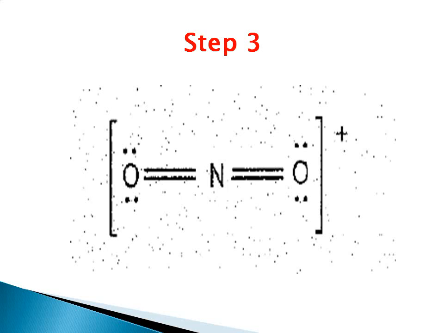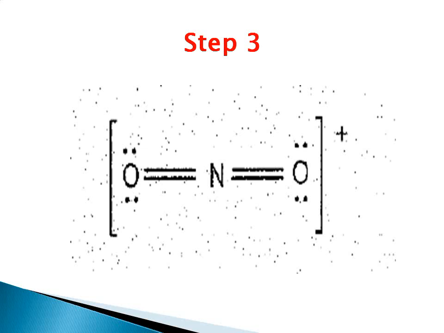Now you can see whether the oxygen on both sides has an octet or not. From here, we can see the oxygen on the left side has already achieved 8 electrons, which is the octet configuration. Then we check the oxygen on the right side, which also has 8 electrons, stable and in octet configuration.